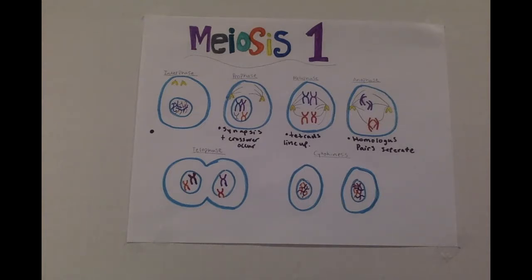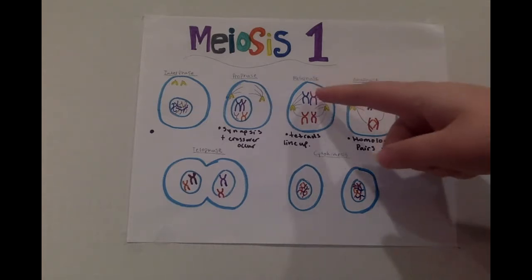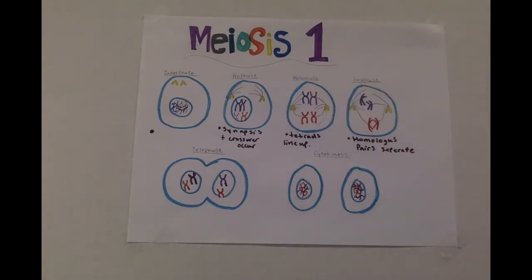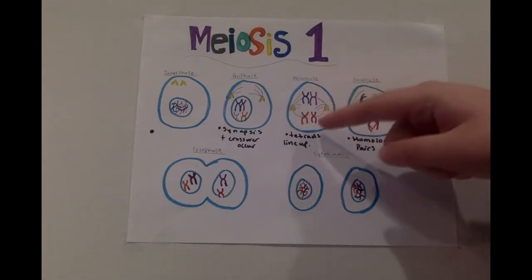The next phase we have is metaphase 1, which is where pairs of homologous chromosomes are now arranged on the metaphase plate with one chromosome in each pair facing each pole. Both chromatids of one homolog are attached to the kinetochore microtubules from one pole. Those of the other homolog are attached to the microtubules from the opposite pole.